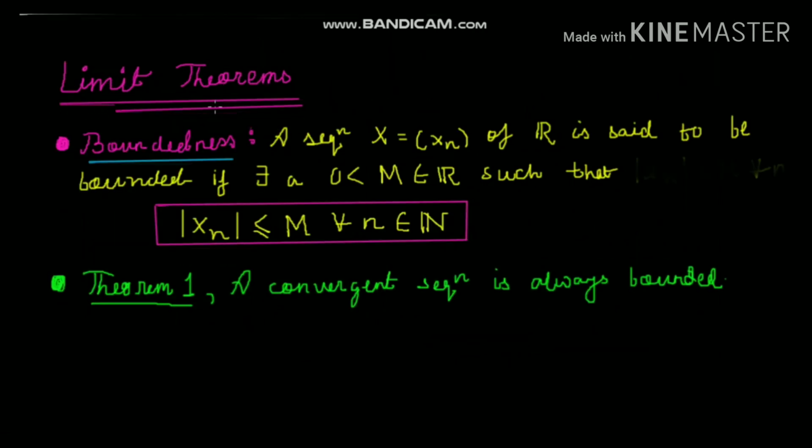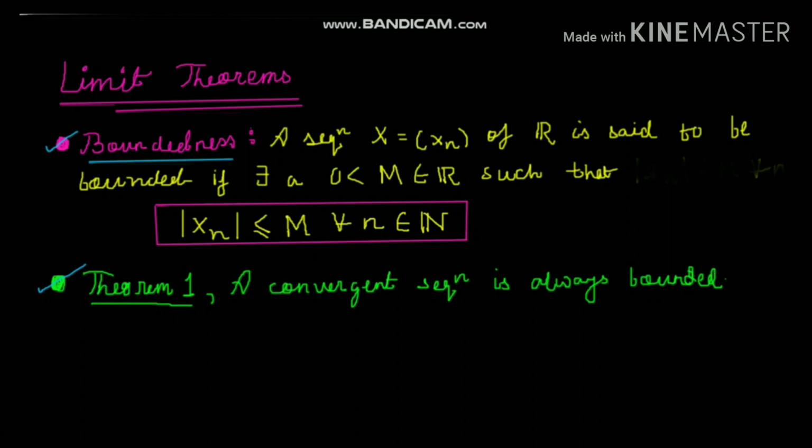Now, the important stuff, limit theorems. Before that, again, you need to understand one more thing, that is boundedness. So what is boundedness? In most of the times we find the term boundedness in inequalities. So it states that sequence X of R is said to be bounded if there exists a positive M belonging to R such that the mod value of X of N is less than equals to M for all N belonging to natural.